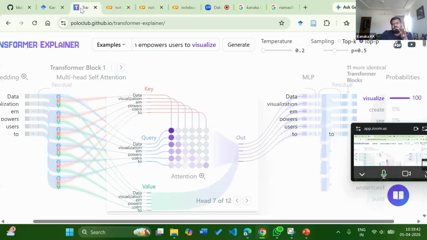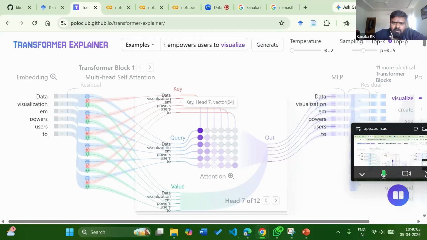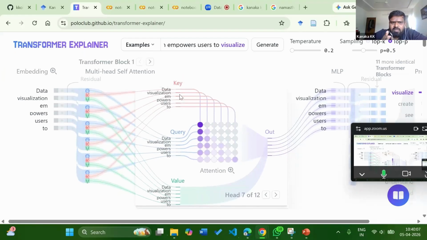So before going to the practical, this is the last section I wanted to show you: transformers, and how the transformer architecture works. This is a website built for understanding how the transformer architecture works. As I was explaining in the PPT, the transformer has three main components.